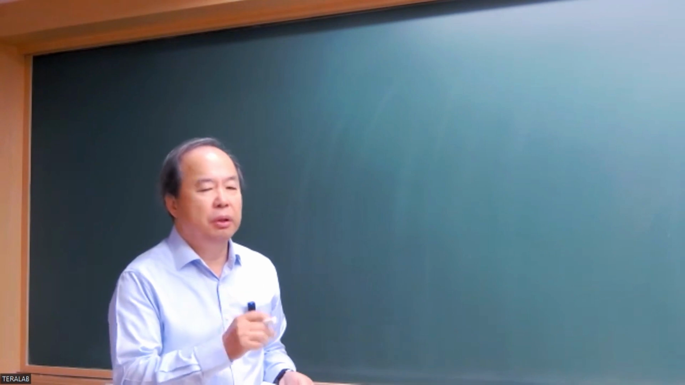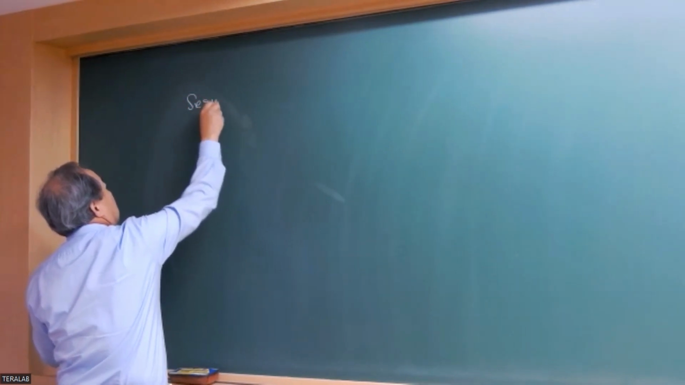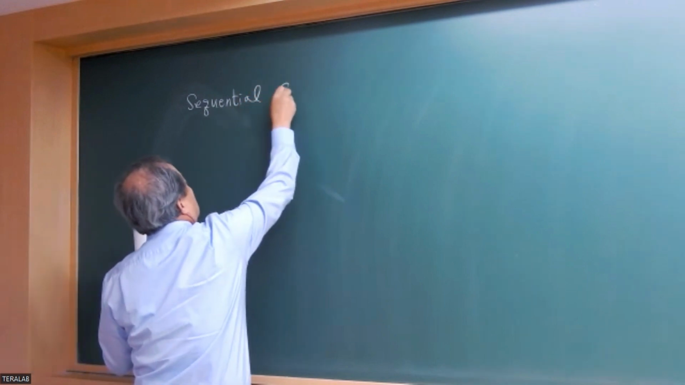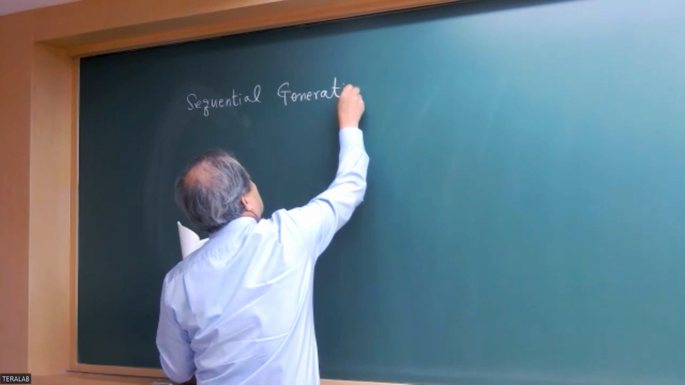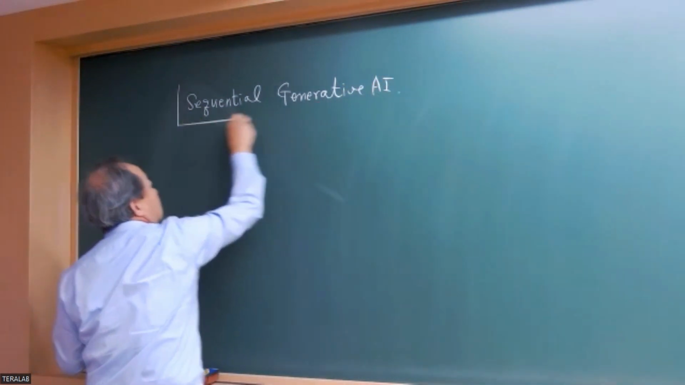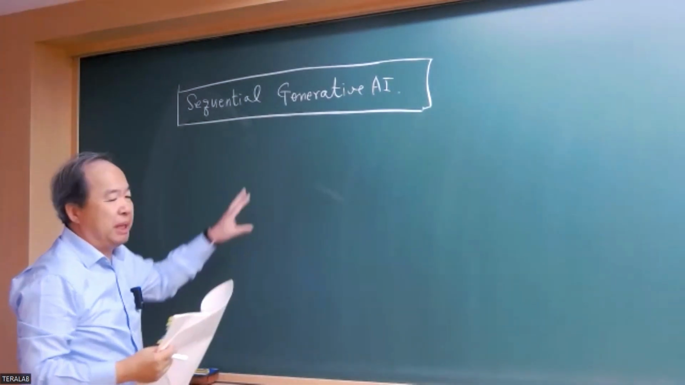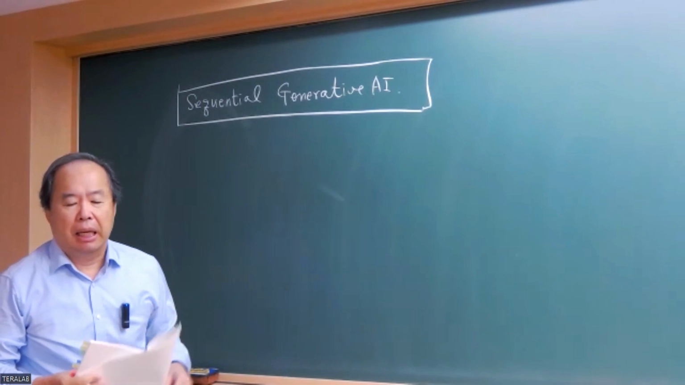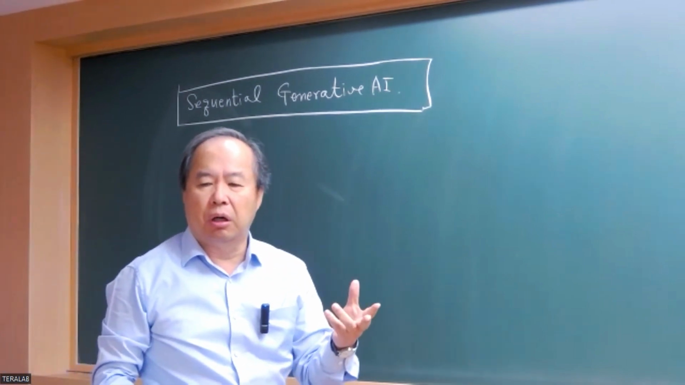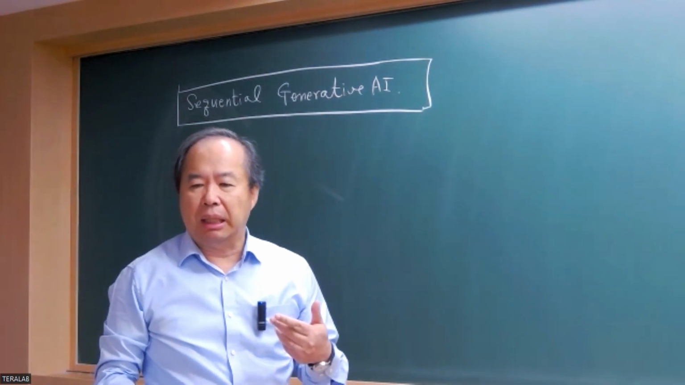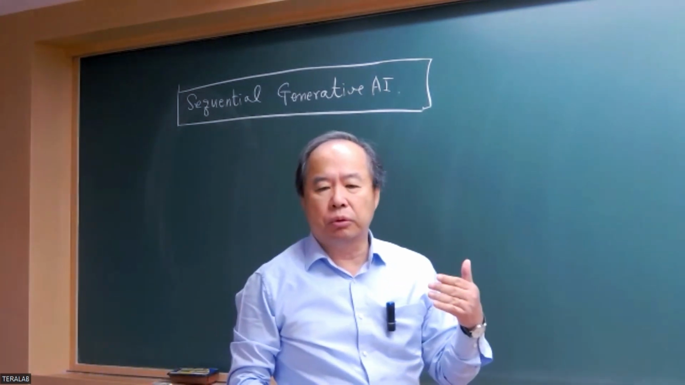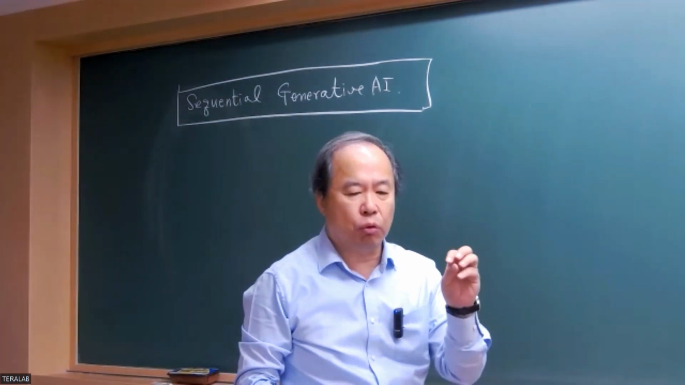This week, I'm going to give you introductory lectures on sequential generative AI. Today and Wednesday, I'm going to focus on the basic architecture of sequential generative AI. As an example, I'm going to give you a lecture on the recurrent neural network. And after the Chuseok break, I'm going to move to the transformer model. The transformer model is the core part of GPT.